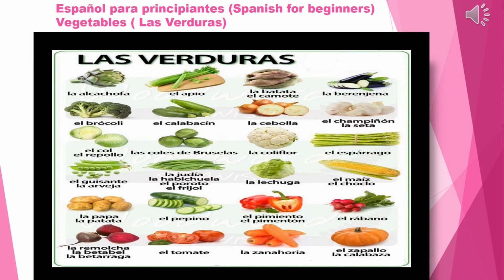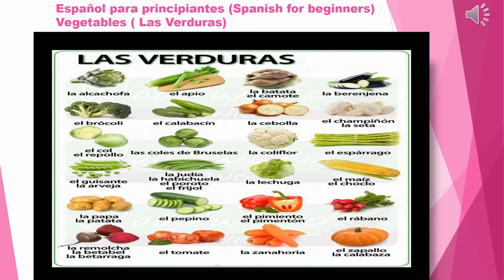So it's beetroot. Then you have el tomate, which is tomato. Carrots, okay, carrots we know in Africa. So la zanahoria. La zanahoria.